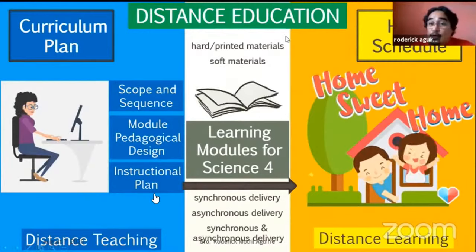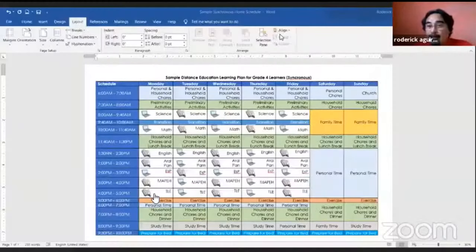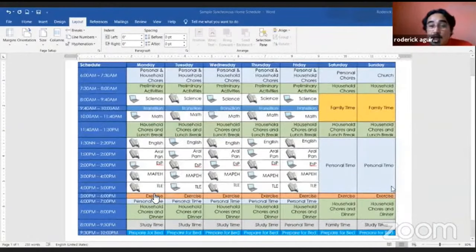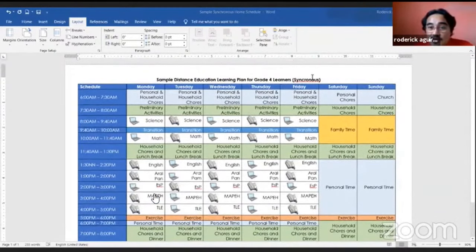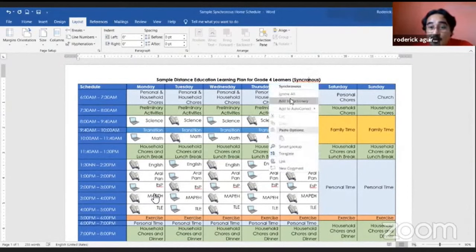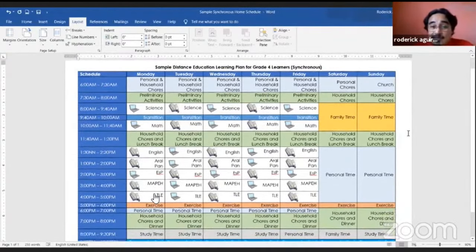Ito po dapat meron na ang mga bata sa bahay nila. Stop share po ako and then let's go to my sample. Dapat tinulungan po natin ang mga bata na gumawa ng home schedule. I know in the public school, the Department of Education already provided you with a schedule. Ang tawag natin po sa schedule na yon ay synchronous, sabay-sabay ang schedule.